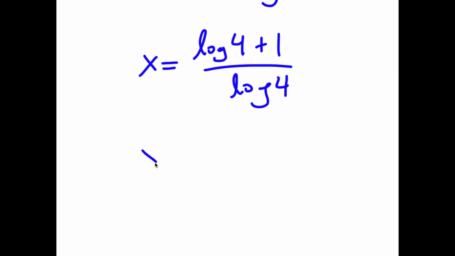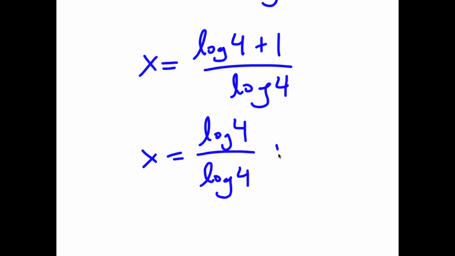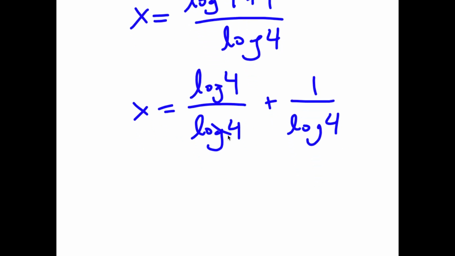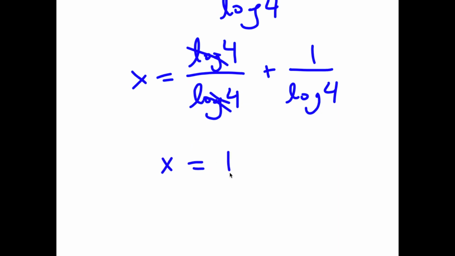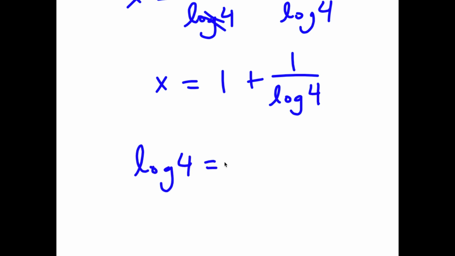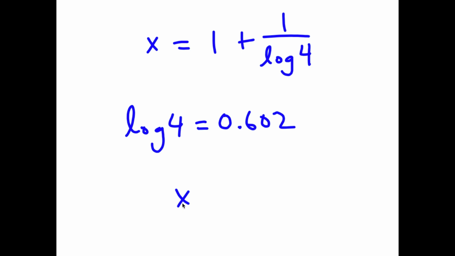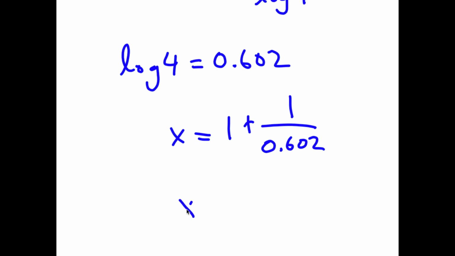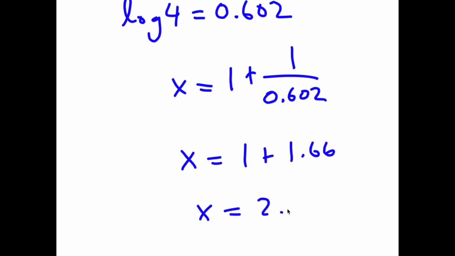Now, I can rewrite this as log 4 over log 4 plus 1 over log 4. Now log 4 and log 4, these two cancel out. So I have x is equal to 1 plus 1 over log 4. Now log 4, this is equal to 0.602. So I get x is equal to 1 plus 1 over 0.602. And 1 divided by 0.602 is 1.66. So 1 plus 1.66 is 2.66.